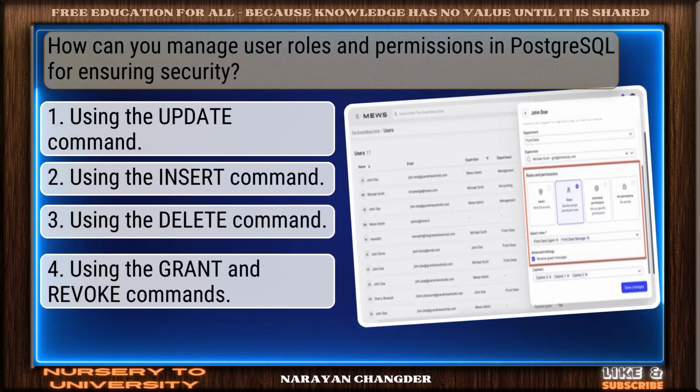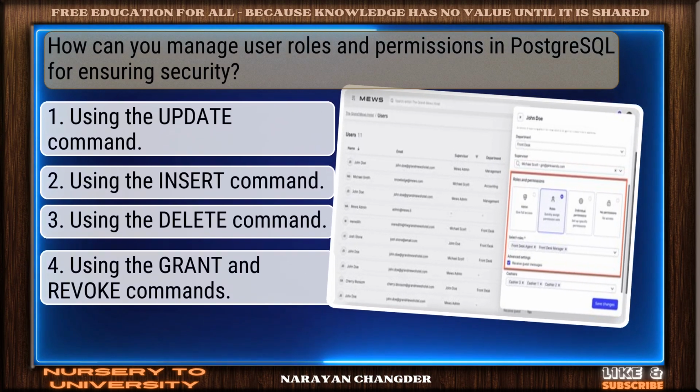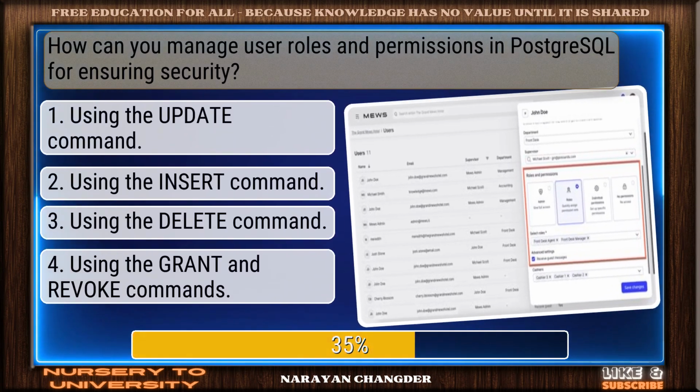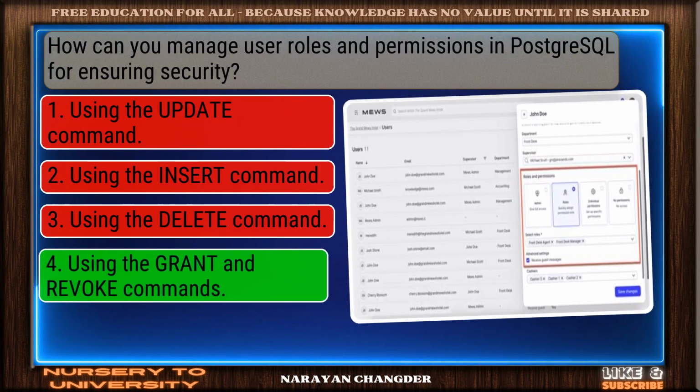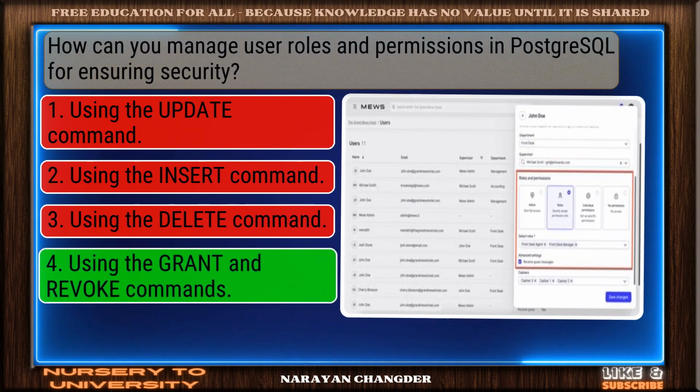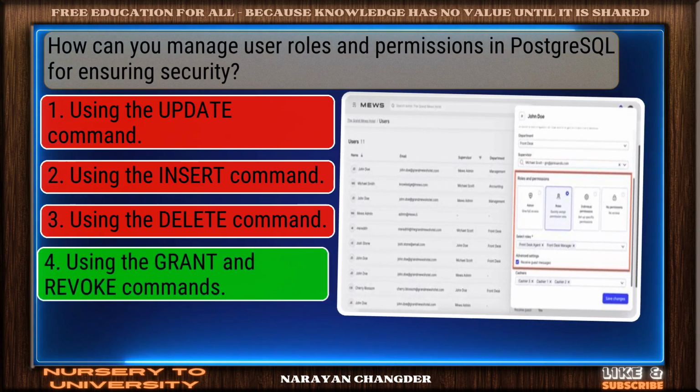Question number 21. How can you manage user roles and permissions in PostgreSQL for ensuring security? Well picked. Using the grant and revoke commands is the correct answer.